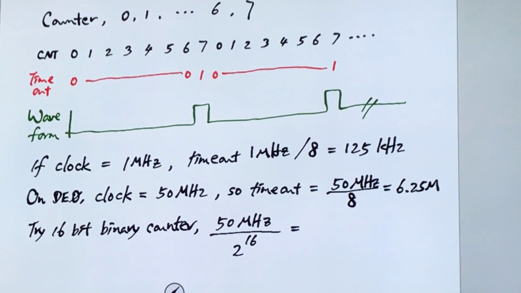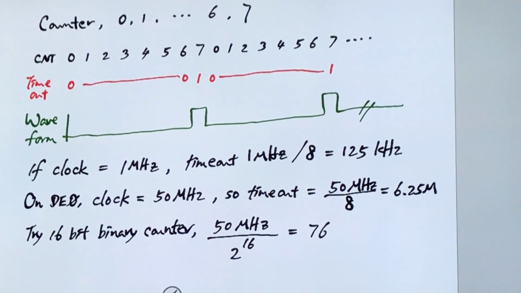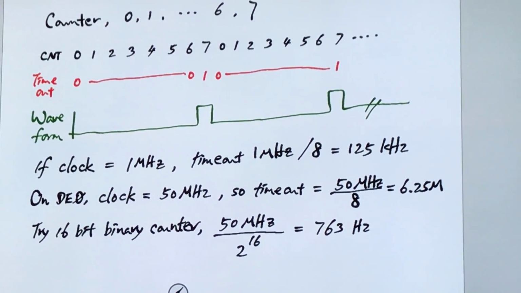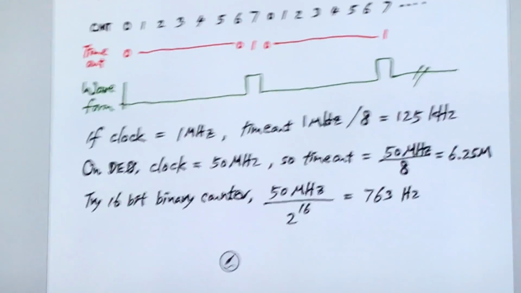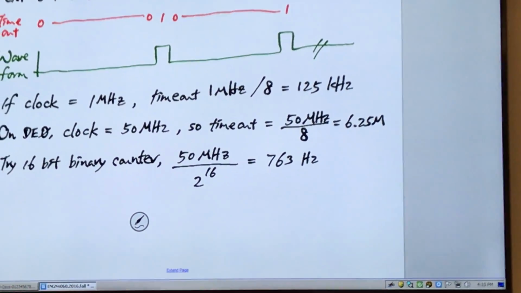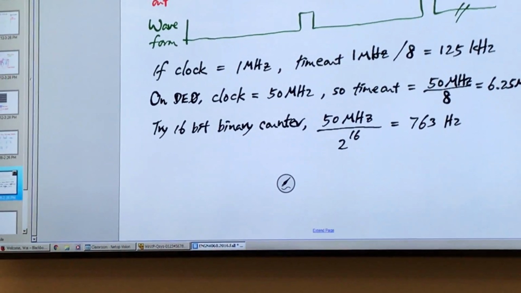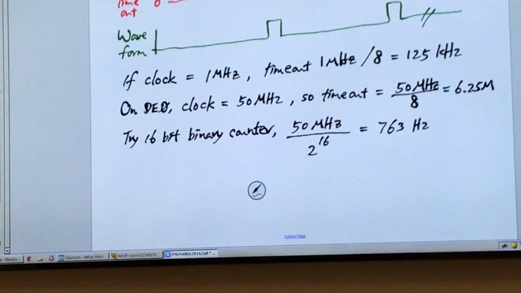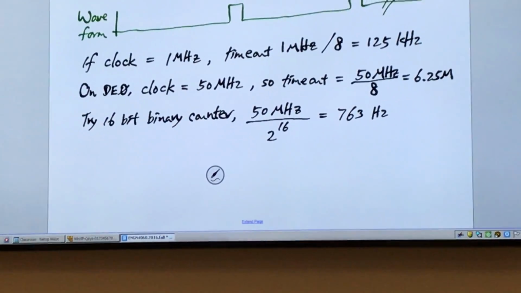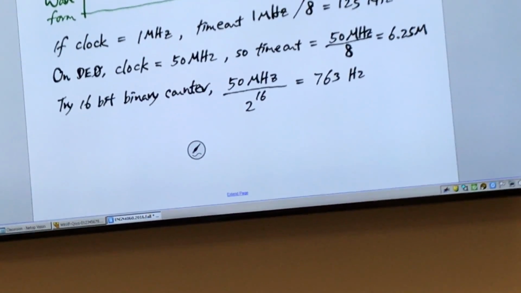$763. 763, that's good enough. 763 hertz. Okay? The decimal points, we don't care. So now you can feed your clock through a 16-bit binary counter, which has a timeout signal, and it will give you 763 hertz, which is in the order of kilohertz or a few hundred hertz. So this is pretty much usable.